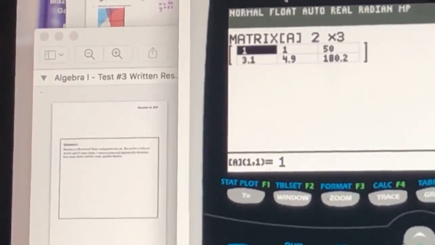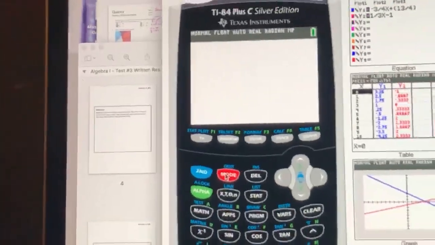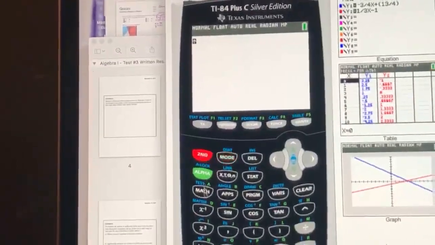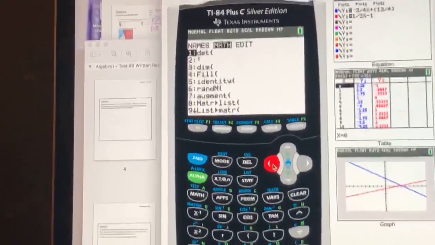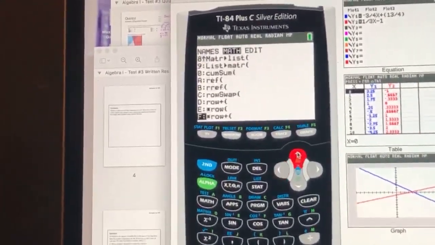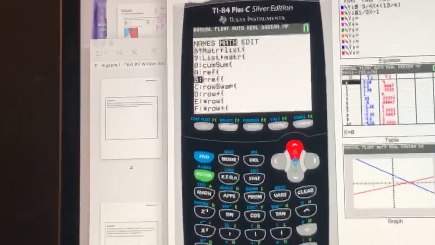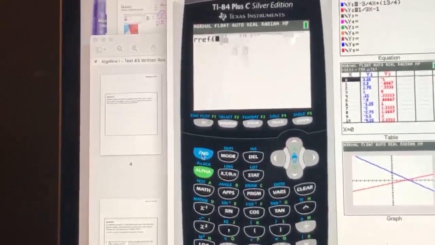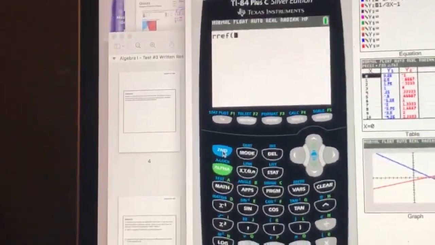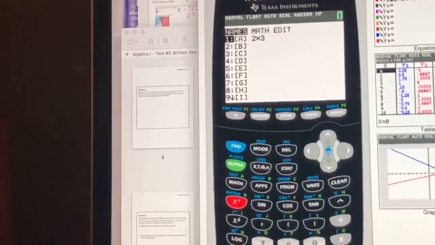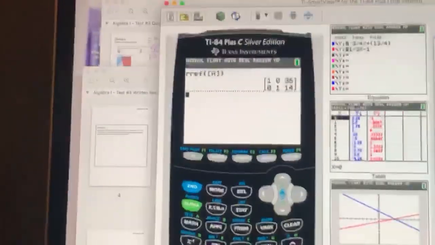Okay, at this point, you're going to hit second, quit. I'll zoom out a little bit. We're going to go back into there, second x first, edit, math. You can scroll down, or I scroll up, we want RREF. RREF stands for Reduced Row Echelon Form. We're going to select that. Now it's pretty much saying, what do you want me to do? So we're going to go back in one more time. We only have one matrix. Hey, can you do this for matrix A? Sure.